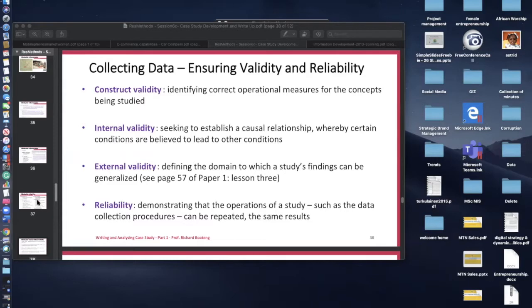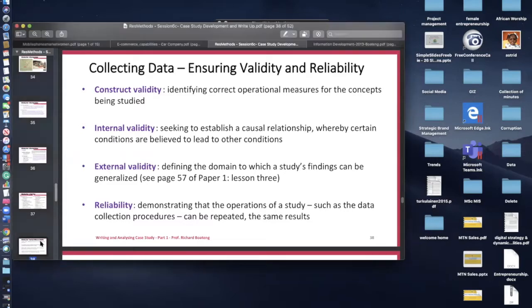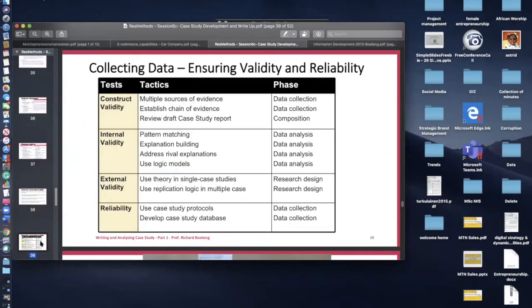So to be able to achieve construct validity, what happens is you make sure that you use multiple sources of evidence, you establish a chain of evidence, and you review your draft case study report. What are we trying to say?